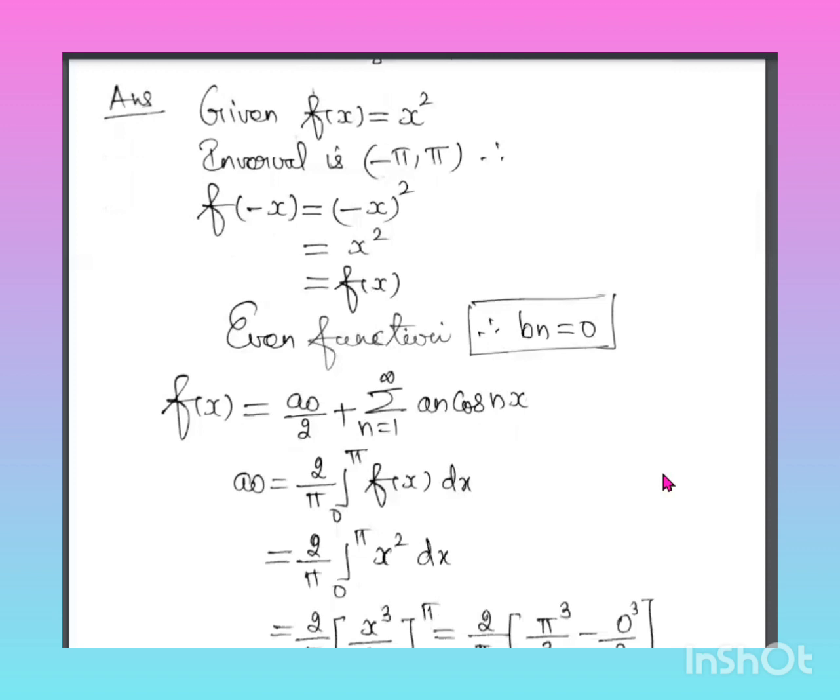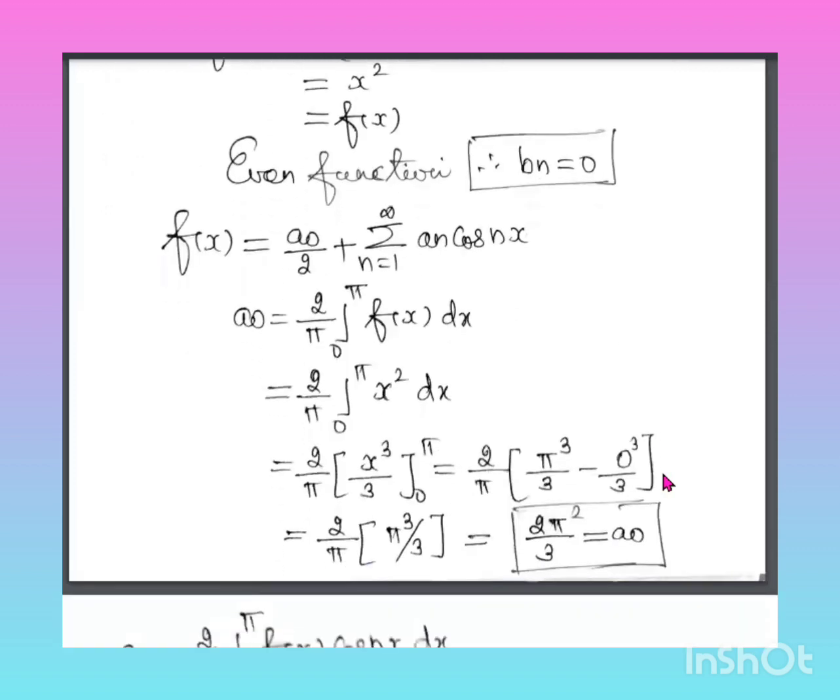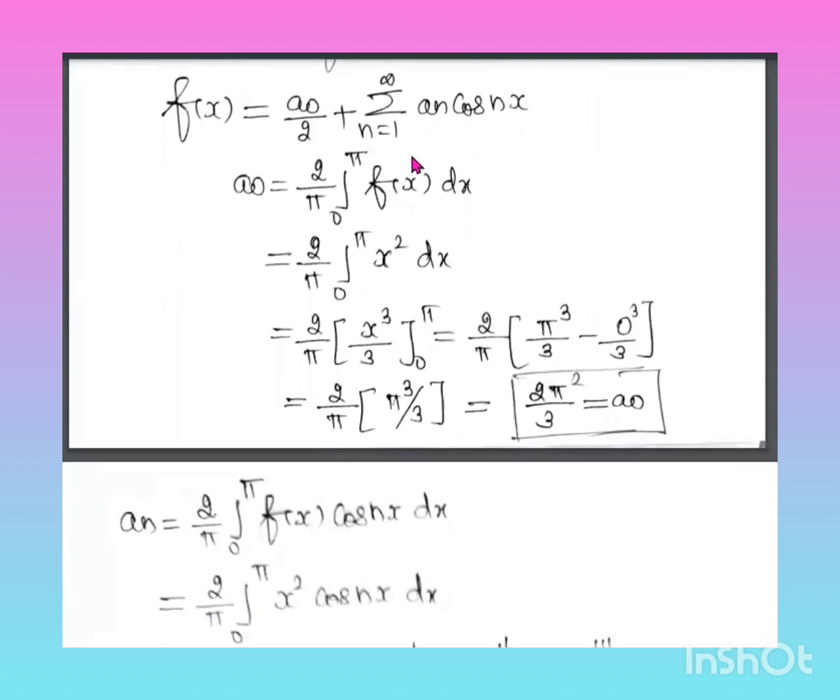Therefore, the Fourier series f of x is equal to a0 by 2 plus summation n equal to 1 to infinity an cos nx, because bn is 0. A0 is equal to, the formula will be different, 2 divided by pi, not 1 by pi. 2 divided by pi, integral over the limit 0 to pi f of x dx, which is equal to 2 divided by pi, integral over the limit 0 to pi x square dx, which is equal to 2 divided by pi, x cube by 3, the limit 0 to pi.